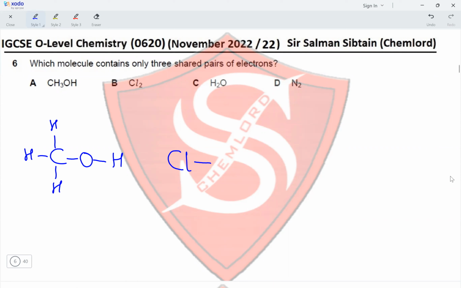In Cl2, we've got a single covalent bond between two chlorine atoms. In water, we have a single OH bond on the left and the right side of oxygen. And in nitrogen gas, we've got two nitrogen atoms having a triple bond between them. And since the question asks which molecule contains only three shared pairs of electrons, the correct answer for this question is option D.